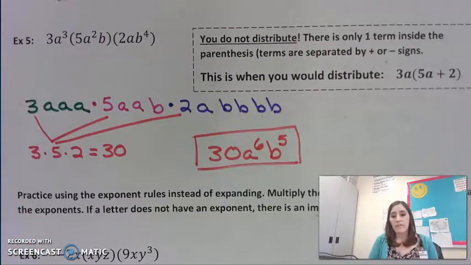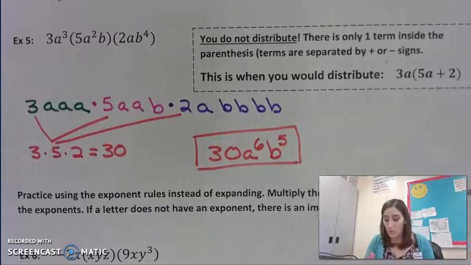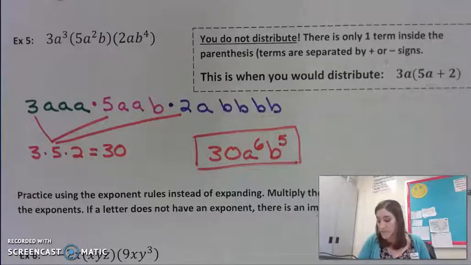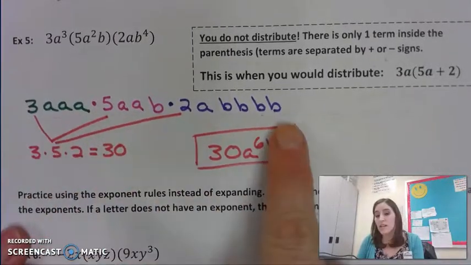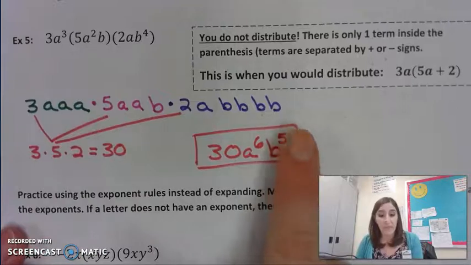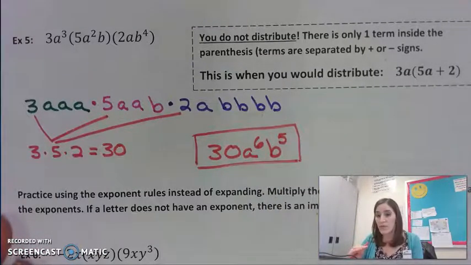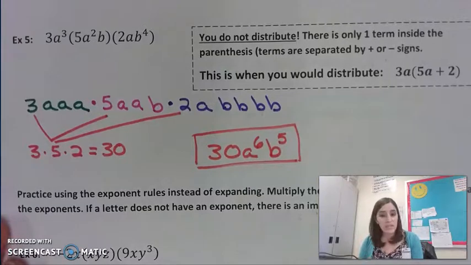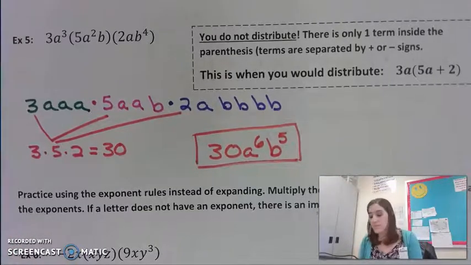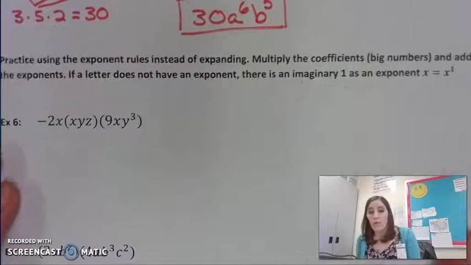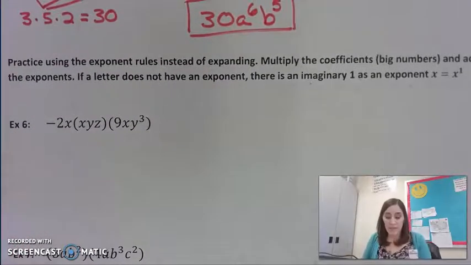So on the second half of this assignment, if you would like to use the rules, you can start using the rules. And I'm going to show you what that would look like on examples number 6 and 7. However, if you would prefer to keep expanding on all of your problems, that is fine by me, okay? But you do have to expand on problems 1 through 8 today. On 9 through 16, that's up to you. Okay, so we're going to practice using those exponent rules instead.